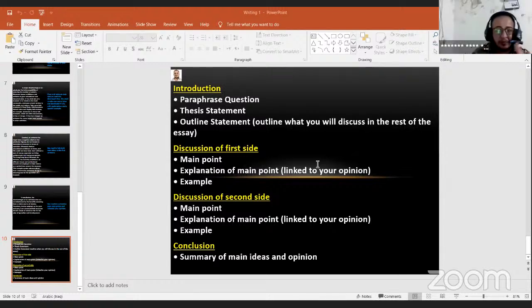Because we want to come to it step by step. If you have any questions regarding this kind of writing, which is task 2, essay, you may ask it now.